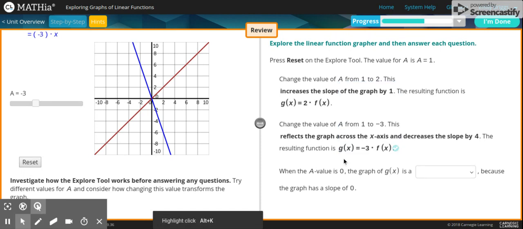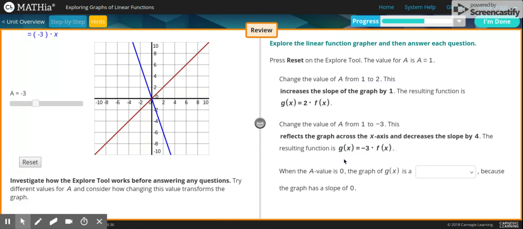The correct answer is negative. Oh my gosh, there's something in my eye. The correct answer is -3 times f of x, the x being in parentheses. Because anytime you're changing the slope, it's going to be on the outside of the function, so before the f of x.